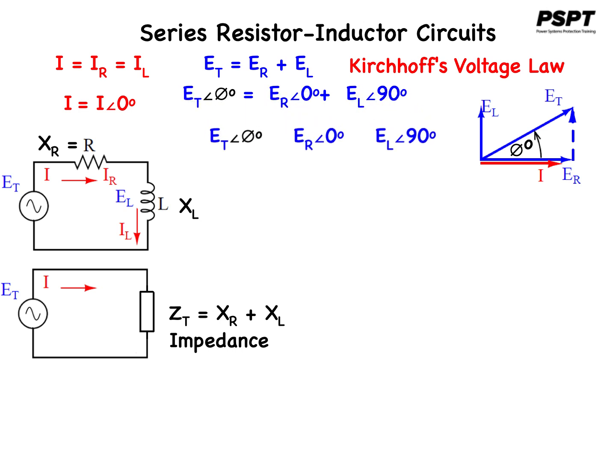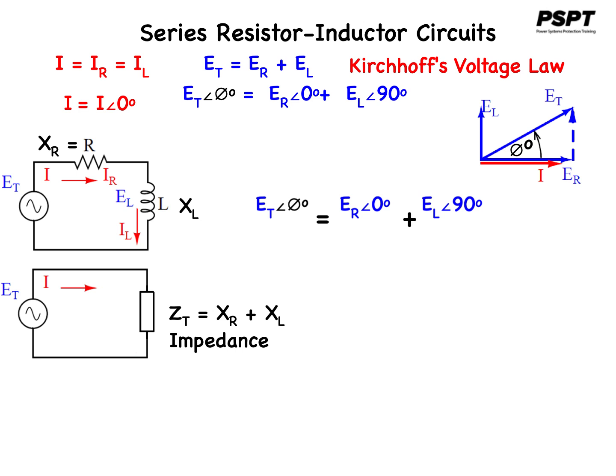I'm going to move that equation down here for the moment, and I'm going to divide each element of the equation by the current now. I can do that as long as I divide both sides of the equation by the same thing, which I'm doing. So I divide the ET at phi degrees by I at 0 degrees, and I divide the voltage ER at 0 degrees by the current I at 0 degrees, and I've divided EL at 90 degrees by the current at 0 degrees.